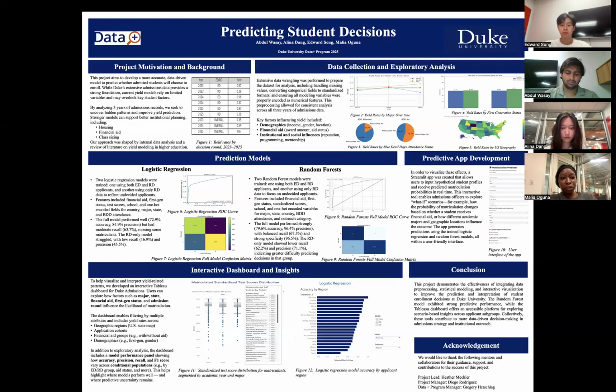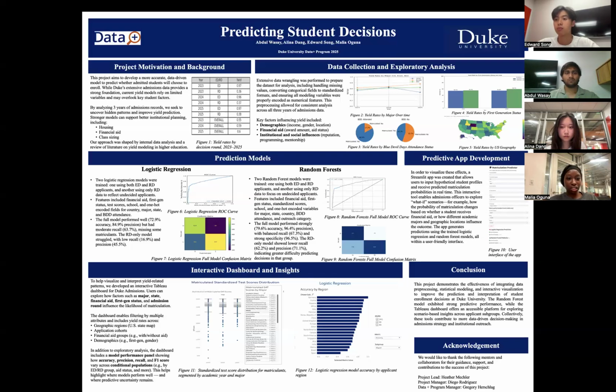Once we gathered the admissions data, we did extensive data wrangling that included handling missing values, normalizing features, and encoding categorical data into usable formats. This enabled us to build a clean dataset that was more consistent for all 3 years. We then explored how yield rates varied across different factors, including major, income level, geographic region, and first generation status.